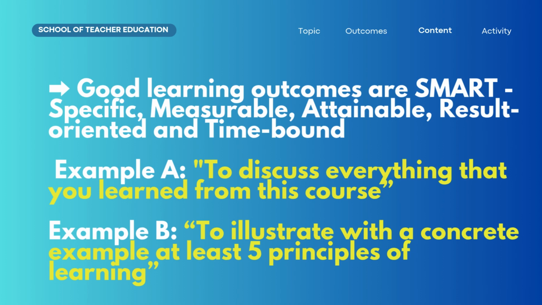Also, good learning outcomes follow the SMART principle, and this is not very new to us anymore. They should be specific, measurable, attainable, result oriented, and time bound. For example, in example A, if we say discuss everything that you have learned from this course, that could not be called SMART because to discuss everything is almost impossible.